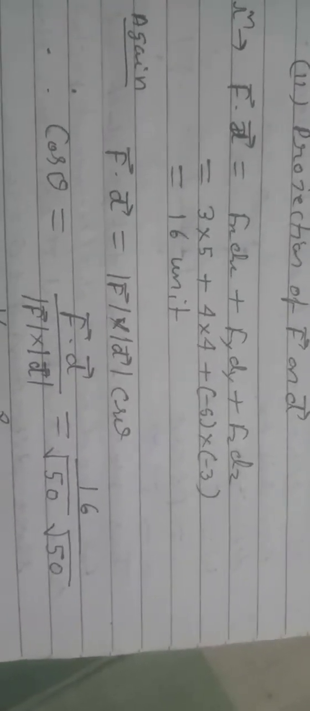Let's see an example of the vector product. If the f vector, that is the force vector, is given by 3i cap plus 4j cap minus 5k cap units, and the displacement vector d is given by 5i cap plus 4j cap minus 3k cap units, then find the angle between them and the projection of f vector on d. Solution: we have f dot d equals fx dx plus fy dy plus fz dz equals 3 into 5 plus 4 into 4 plus minus 5 into minus 3 equals 46 units.